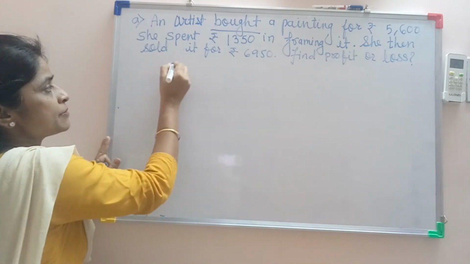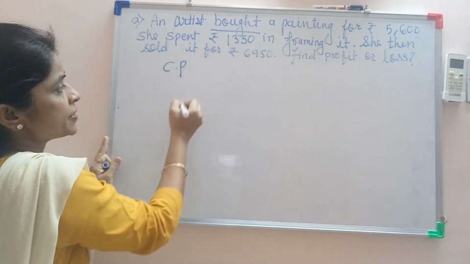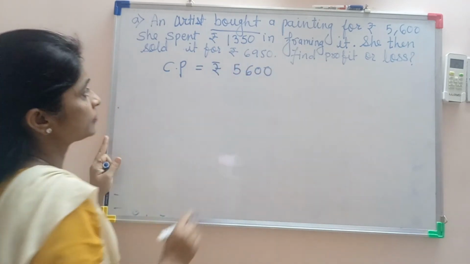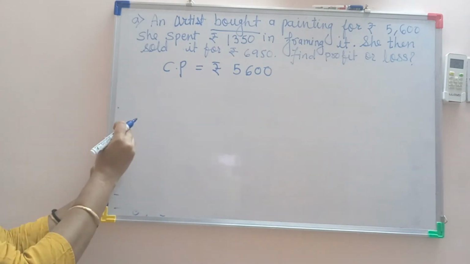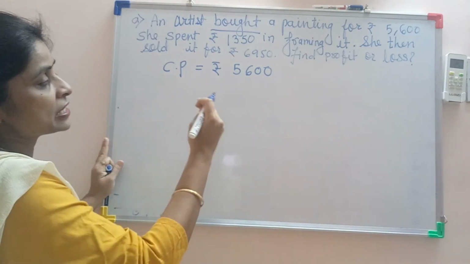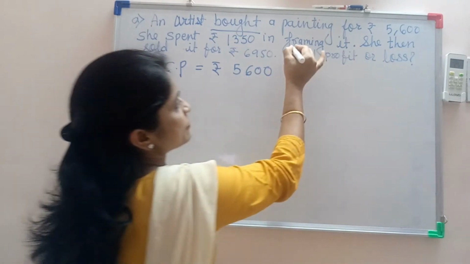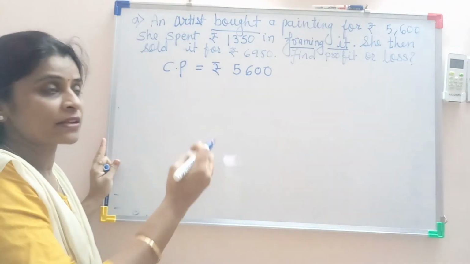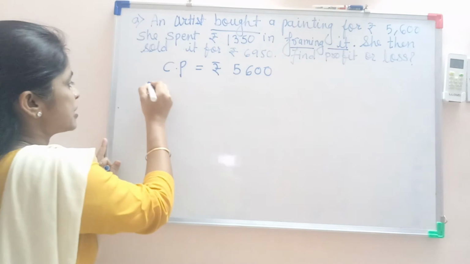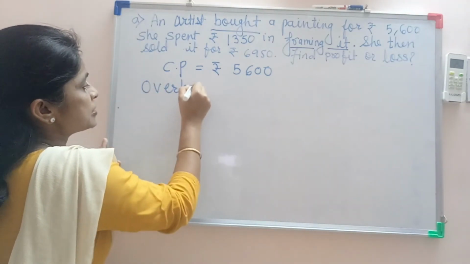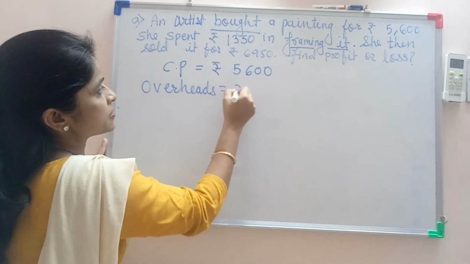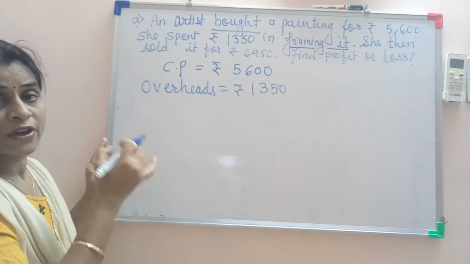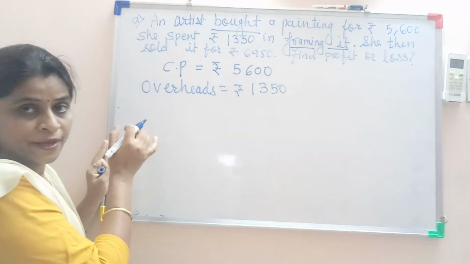Now students, here given that an artist bought a painting for rupees 5,600. Bought is nothing but the cost price of the painting, that is rupees 5,600. After that, she spent rupees 1,350 in framing it. Now this framing is nothing but the additional expenses, and this additional expenses is called overheads. So here overheads is rupees 1,350.